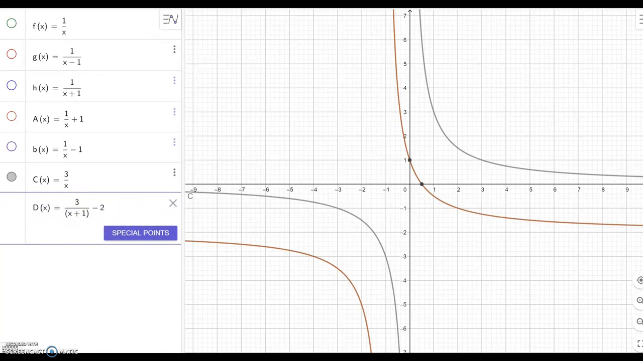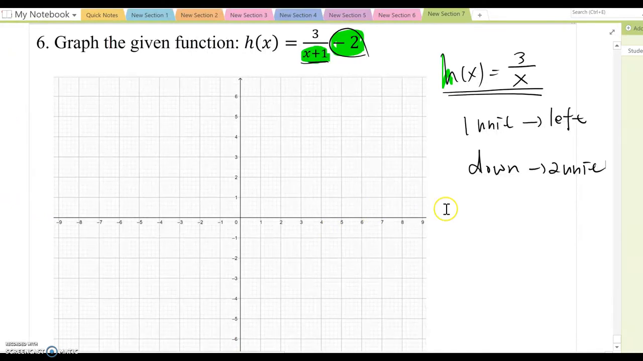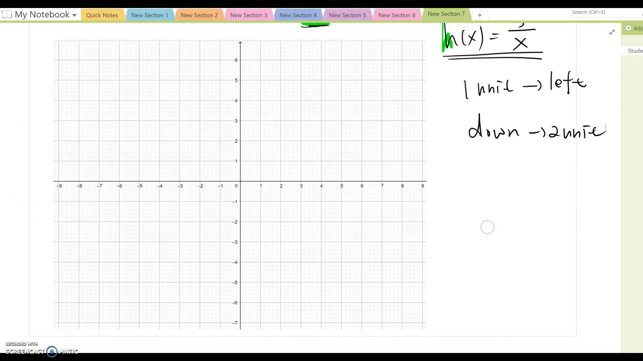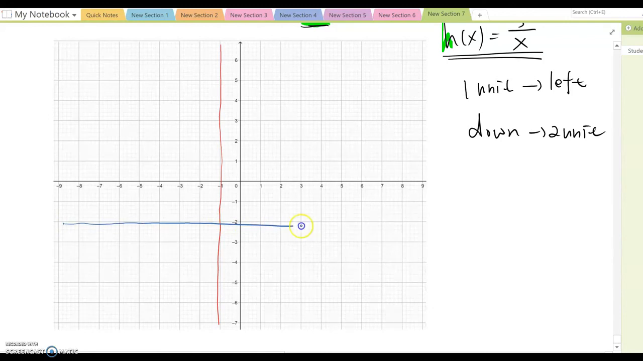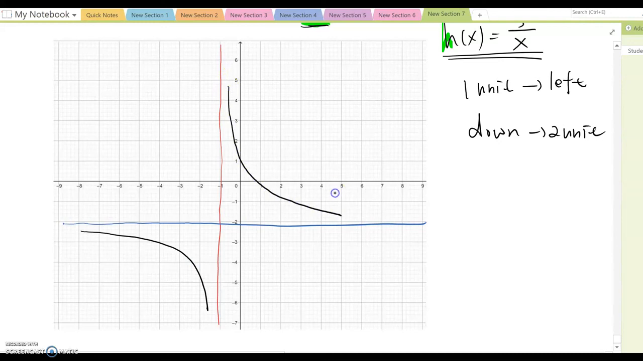So if I draw the graph on this graph paper, I can make our new vertical asymptote here, and then the horizontal asymptote at negative 2 here, and just draw, estimating, the 3 over x graph. So that's the answer for number 6.